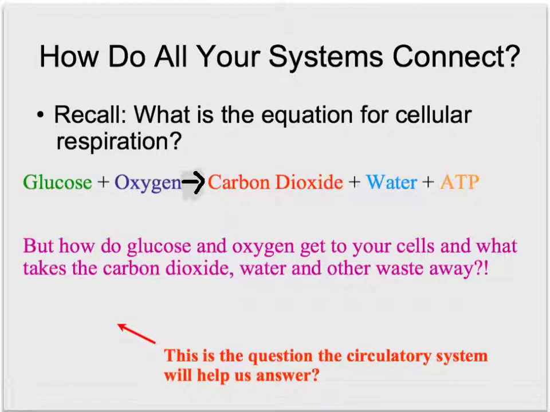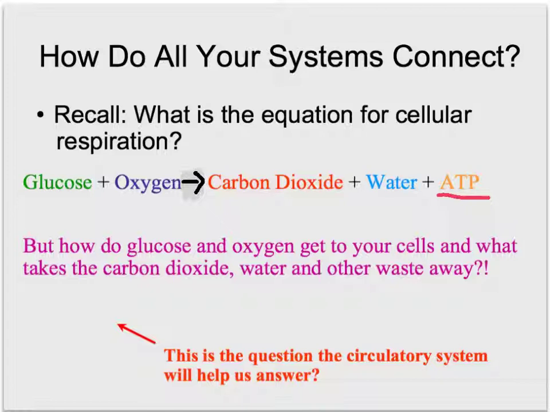Before we get into the circulatory system, first we're going to talk a little bit about anatomy in general and how your systems connect. Think back to our study of cell biology. We talked about cellular respiration. If you remember, cellular respiration is the process that animals use to make their energy. We talked about how energy is also called ATP, and that it's really important to power all types of life.